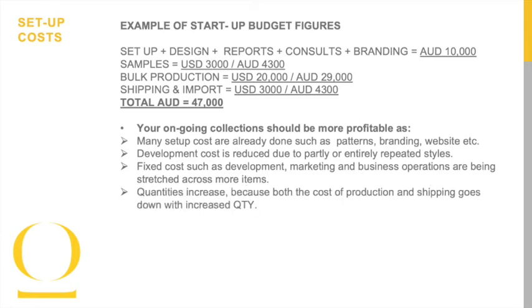As quantities increase, you will also be more profitable because both the cost of production and shipping go down with increased quantities. So typically, if you ask a manufacturer for the price of producing 100 pieces of a style versus 200 or 300 or 500 pieces, you will get different costs. And same with shipping. The bigger the shipment, the lower the cost per kilo.